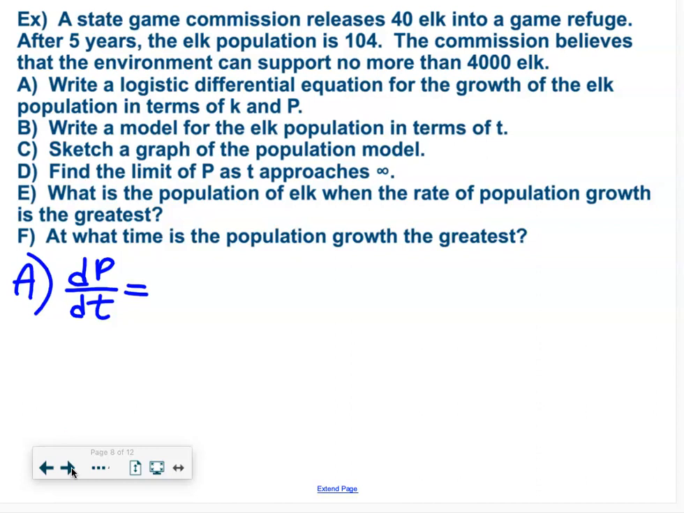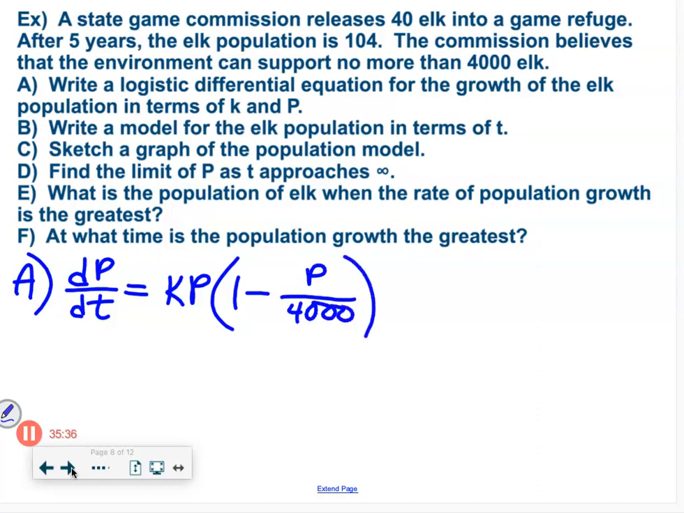Okay. So dP/dt equals, so we don't know K. So we have a K and a P. And then what number always goes here? 1. It's that same 1, except in a differential equation we have a minus sign, right? And then P over 4,000. How'd you do on your differential equation? Did great. Absolutely amazing. Good.